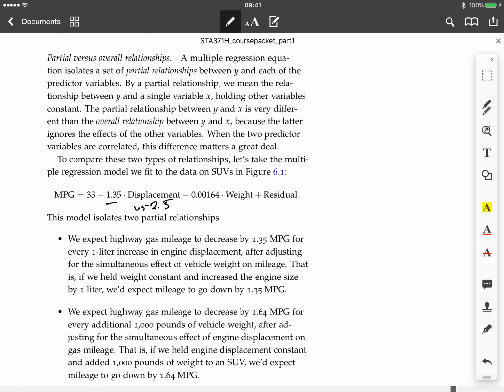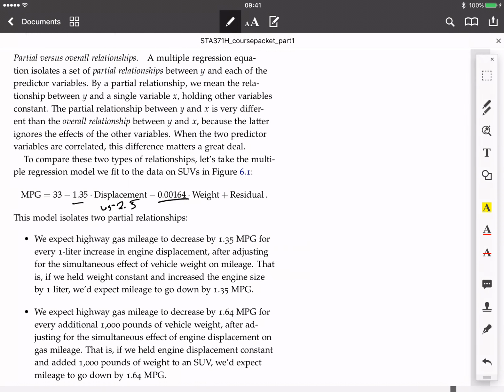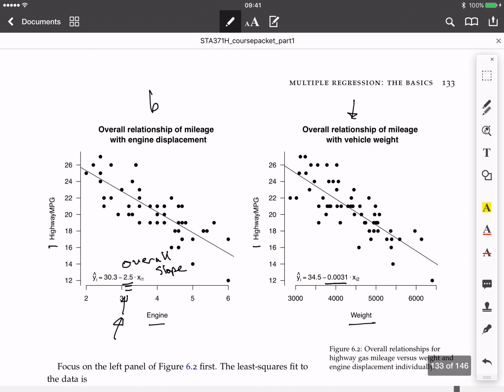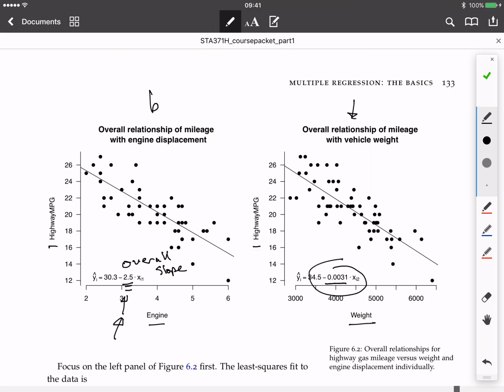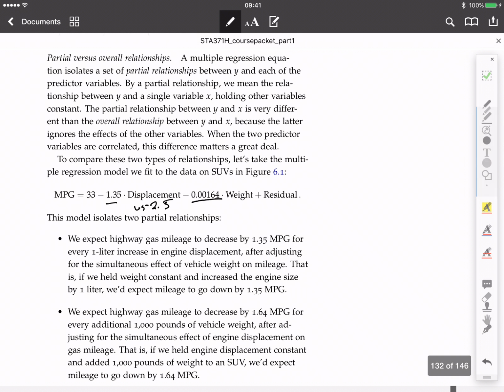Similarly, if we look at the partial relationship of miles per gallon versus weight in this multiple regression model, here it is. It's minus 0.00164, and let's compare that versus the overall relationship, which was down here. It was about minus 0.0031 right here. So that is different, and of course that's negative.